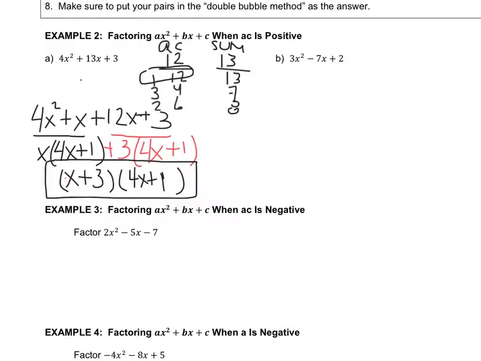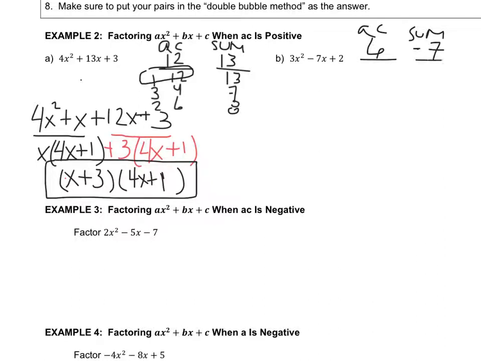Let's move on to the next one. So again, very first question is there a greatest common factor? The answer is no. There is nothing that I can take out of these three terms. So then I'm looking for that AC value. So A is the 3, C would be the 2. When I multiply them, that means I'm looking for factor pairs of the number positive 6. The B value, which is where we're trying to get the sum, is going to be negative 7.